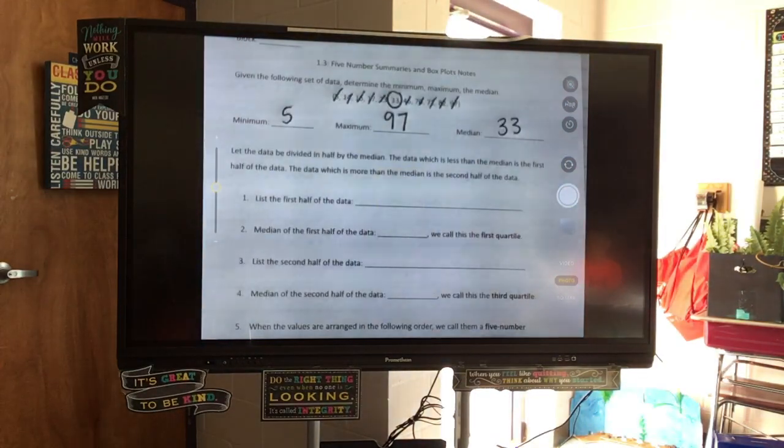So we've kind of done the easy part. Now, the next part says, let the data be divided into half by the median. The data which is less than the median is the first half of the data, and the data which is more than the median is the second half of the data. All right, so list the first half of the data. Please just tell me the first numbers that we cross off. Do we include our median? No, you do not include the median because that is your middle. You're not going to include that number. All right, so what are the first 5 numbers?